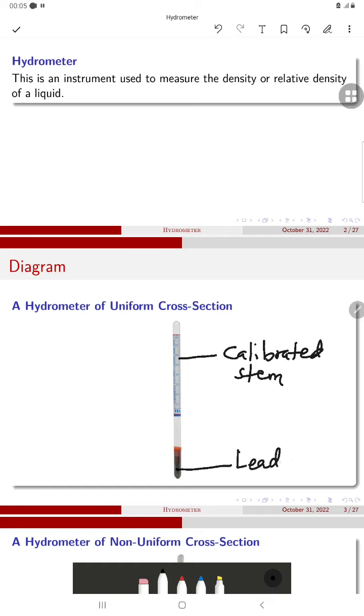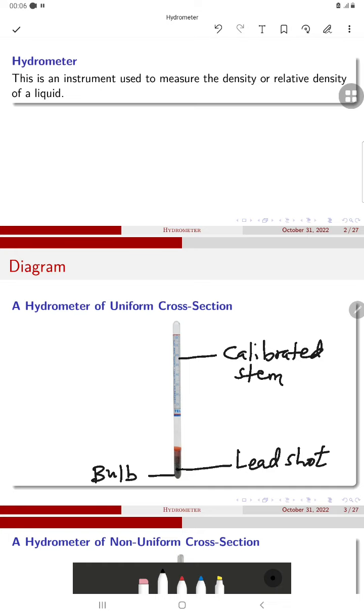It's made of lead shot. The lead shot enables the hydrometer to stand erect. So when you place it in a liquid, it is able to stand erect in the liquid. Then outside here, what is holding the lead shot, we call it the bulb, right? So basically that is what we have.